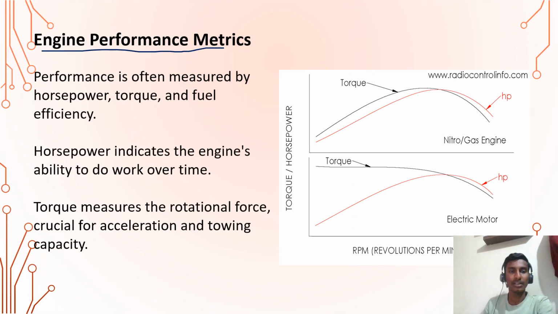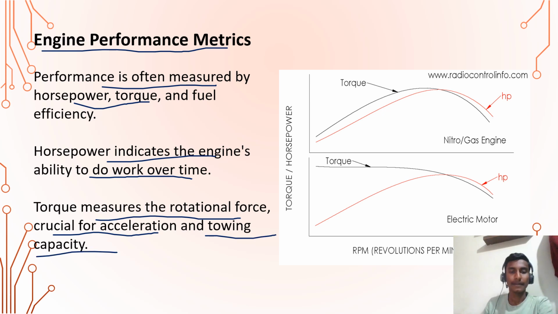Engine performance metrics. Performance is often measured by horsepower, torque, and fuel efficiency. Horsepower indicates the engine's ability to do work over time, whereas torque measures the rotational force, that is, the initial power you get in the vehicle, and it's crucial for acceleration and towing capacity.